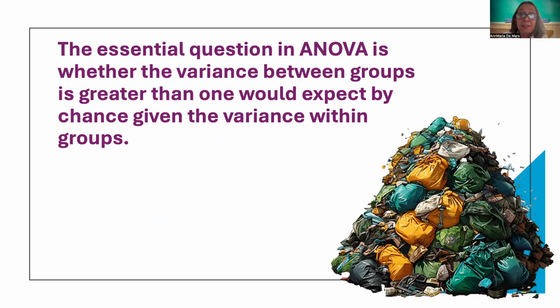Now, as I said, I'll say it again before I'm done. The essential question in ANOVA is whether the variance between groups is greater than one would expect by chance, given the variance within groups. And I keep saying this, and I really know that you have an intuitive understanding of this, even if you've never thought about it before in those terms.